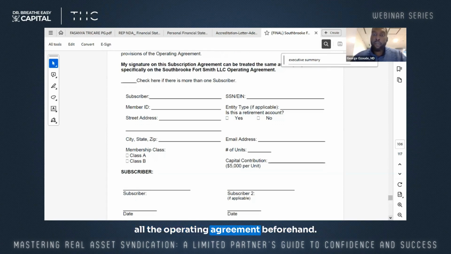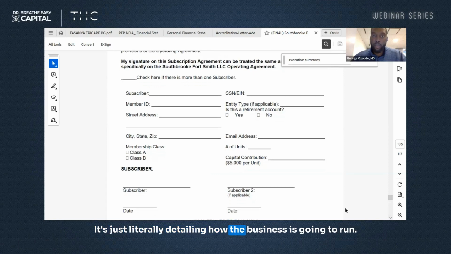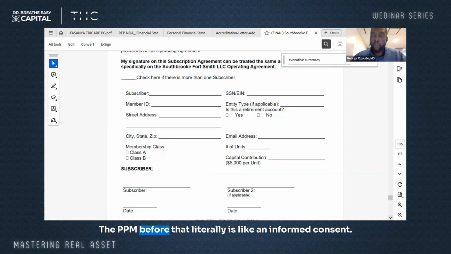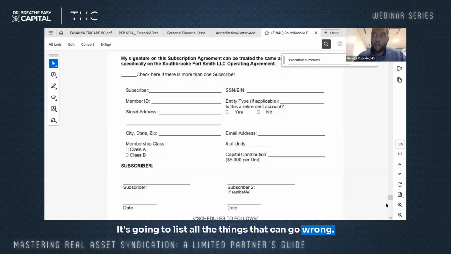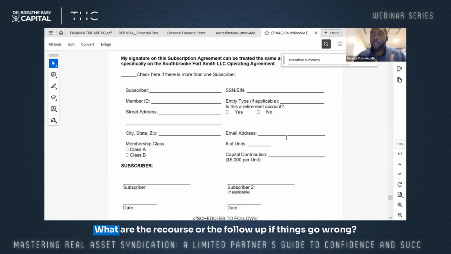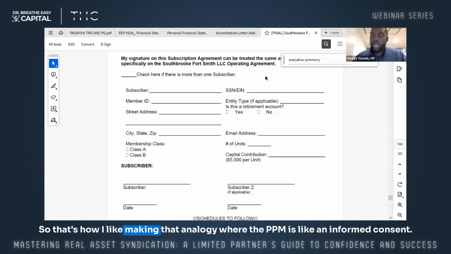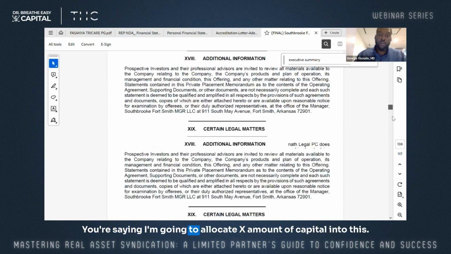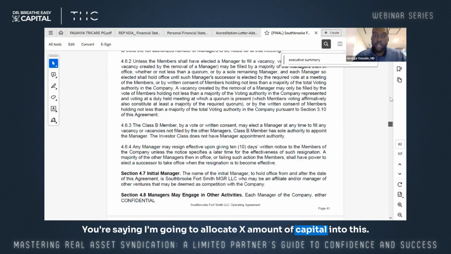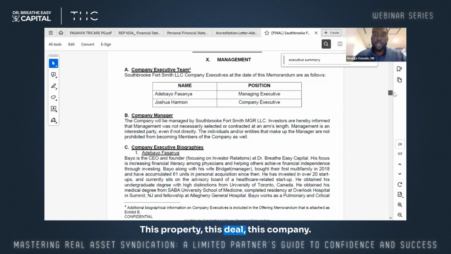All the operating agreement beforehand is just literally detailing how the business is going to run. The PPM before that literally is like an informed consent. It's going to list all the things that can go wrong, and then what happens after that. What are the recourse or the follow up if things go wrong? I like making that analogy where the PPM is like an informed consent, because I know we have a lot of healthcare providers on this call. But the subscription agreement is actually you committing to that project. You're saying, I'm going to allocate X amount of capital into this property, this deal, this company.